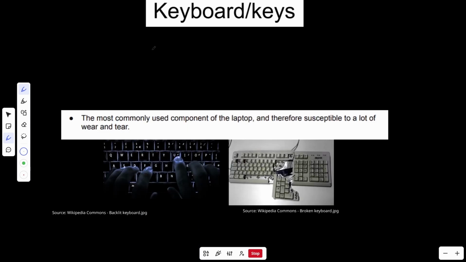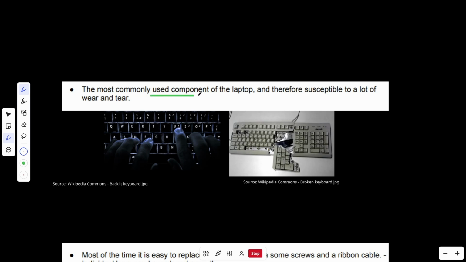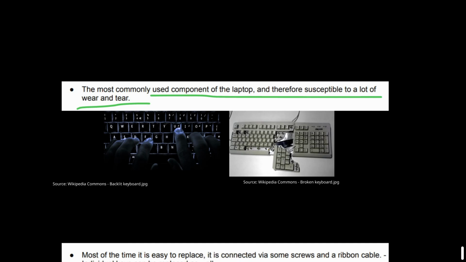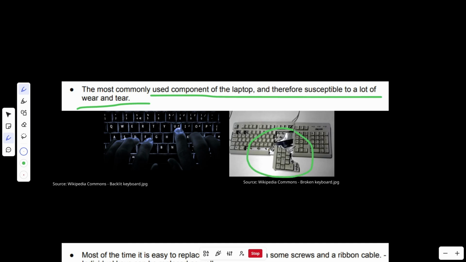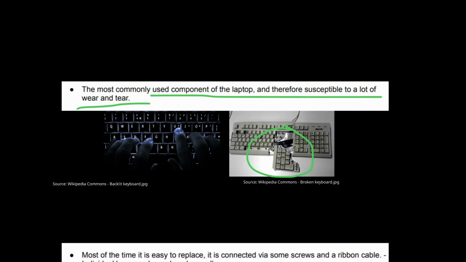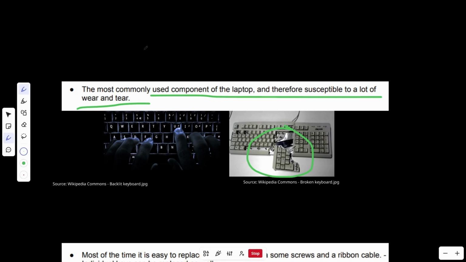Now, keyboard and keys. Keyboards are the most commonly used component of the laptop and therefore are susceptible to a lot of wear and tear. So generally, if something's going to break on a laptop, it's going to be the keyboard first. It won't necessarily break like that. It'll just be like the keys will pop off, or you get some food stuck in there, and you can get a little tool and just disconnect one key, get the food out, etc. Right? So long story short, they have the most wear and tear and are more than likely the first thing that's going to break. If something's going to go wrong on a laptop, it's probably going to be the keyboard. That's pretty much what you need to know there.